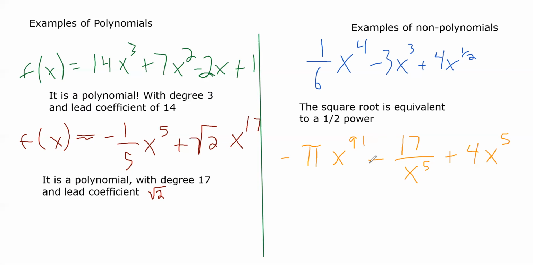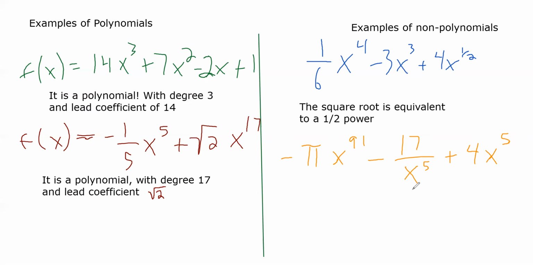Let's analyze it piece by piece. This term is actually a-okay. x is being raised to a positive whole number, 91. While it's a big nasty number, 91 is still a whole number. And its coefficient of negative pi is still a real number. So the coefficient and the power on x check out. This term does not break it from being a polynomial. The 4x to the fifth is clearly also fine. 4 is the coefficient, a real number, and 5 is the power on x, good to go.